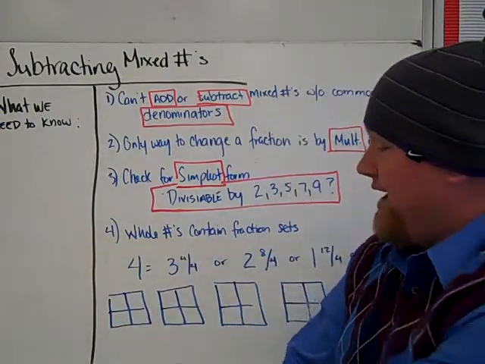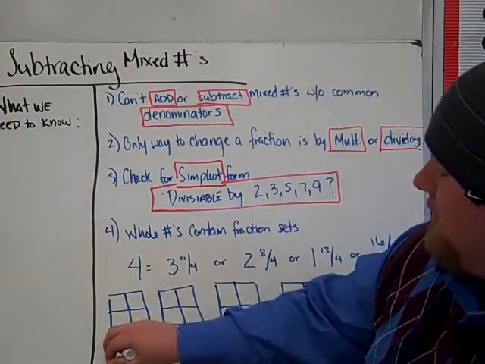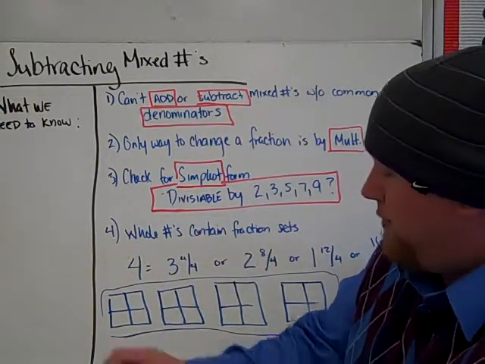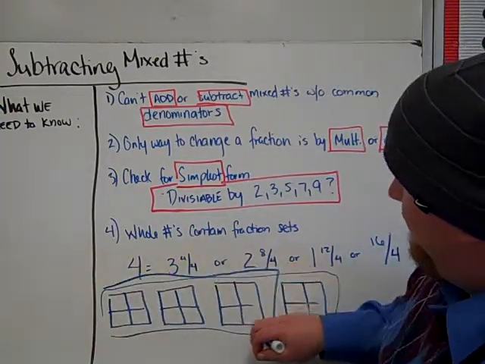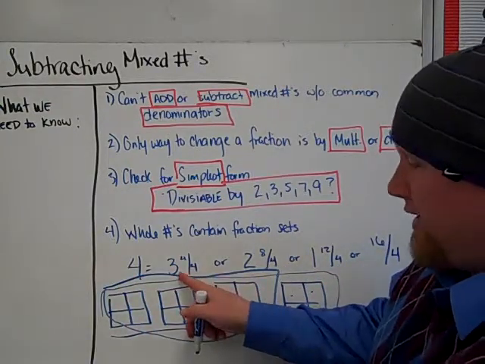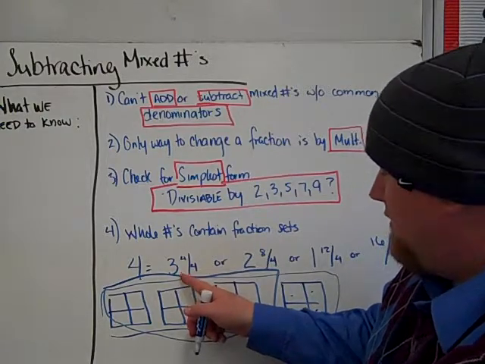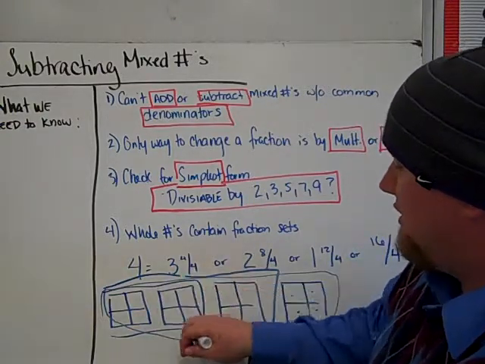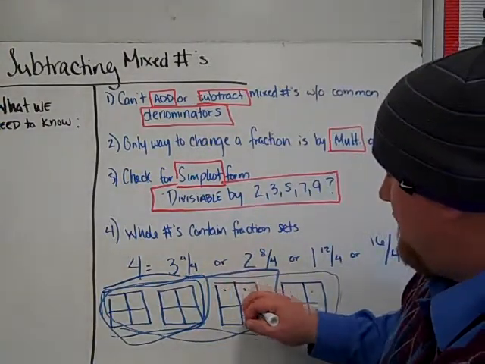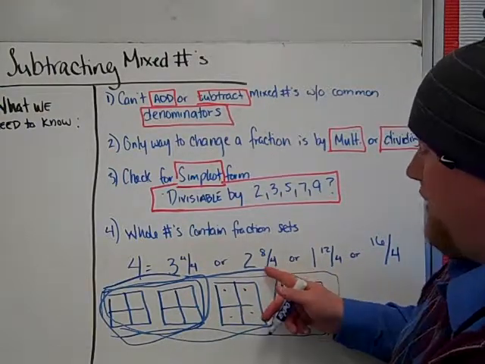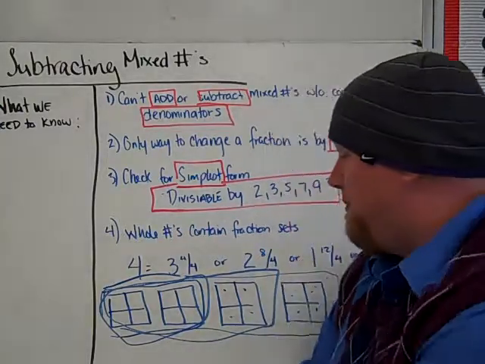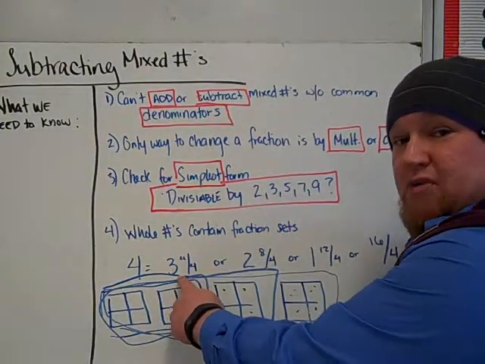Okay? For example, if I had 4 wholes, I can choose to look at 4 wholes as 4 wholes. But I can choose to see 3 wholes, and I would have 1, 2, 3, 4 out of 4 pieces left over. I could write it as 3 and 4 over 4. Or I could choose to look at this as 2 wholes, and then see 1, 2, 3, 4, 5, 6, 7, 8 fourths. It's still 4 wholes, I'm just rewriting the value a different way.